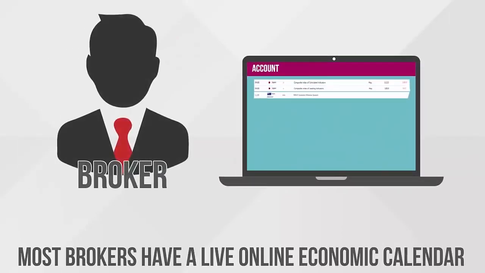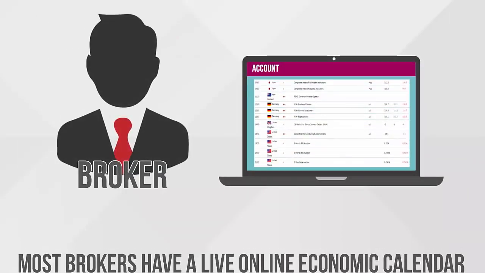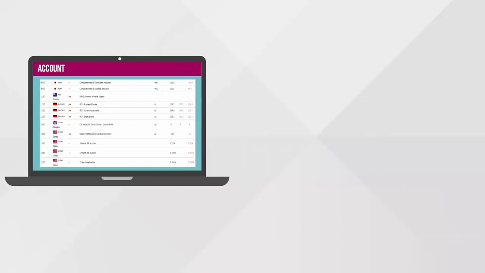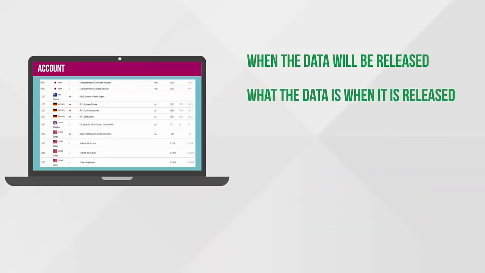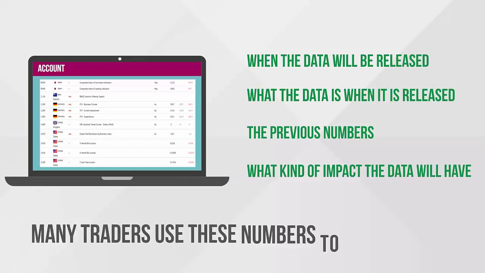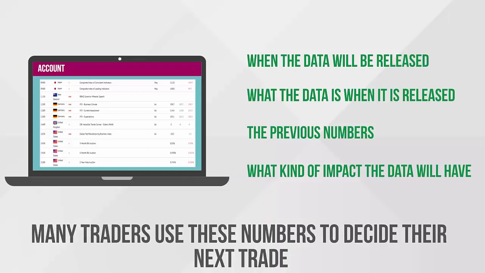Most brokers have a live online economic calendar, which is updated automatically whenever economic or political news is released. Typically, the calendar tells you when the data will be released, what the data is when it is released, the previous numbers, and what kind of impact the data will have on the market. Many traders use these numbers to decide their next trade.